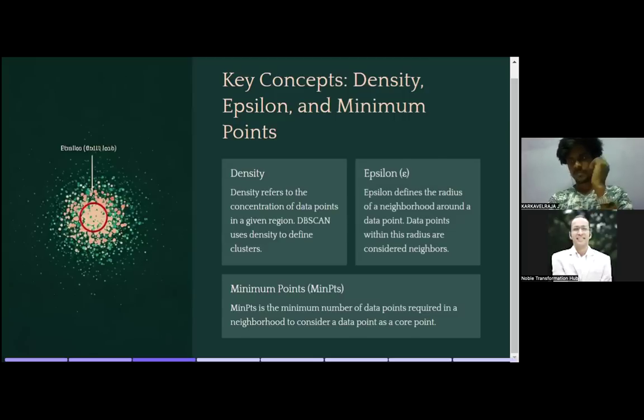So you can see a picture here. If I ask where most of the density is, that is in the center, which we can call the centroid, the center point, or the nucleus. So that is what is called density, the concentration of data points. There's a lot of data points in the particular region. That's called density. So DBSCAN uses density to identify clusters.